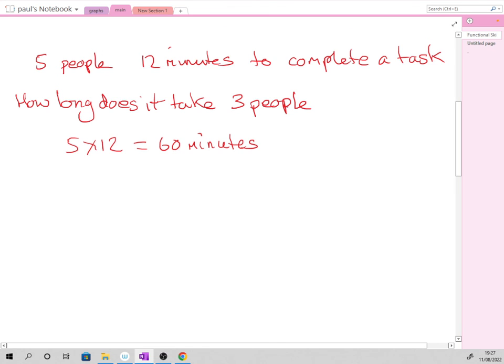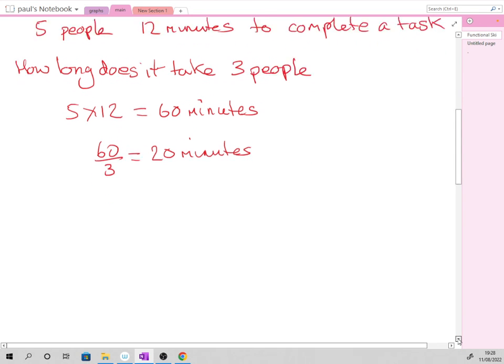Now we're going to throw 3 people at the job, so it's going to be quicker. So we've got 60 minutes worth of work to be divided by 3 people. So we go 60 divided by 3 is 20 minutes. So it will take 3 people 20 minutes to do whatever that task is, because the task is 60 minutes worth of work.